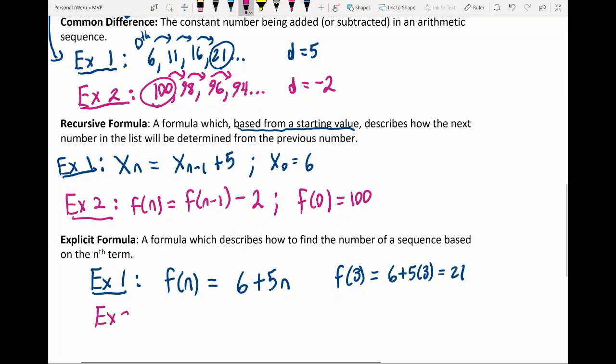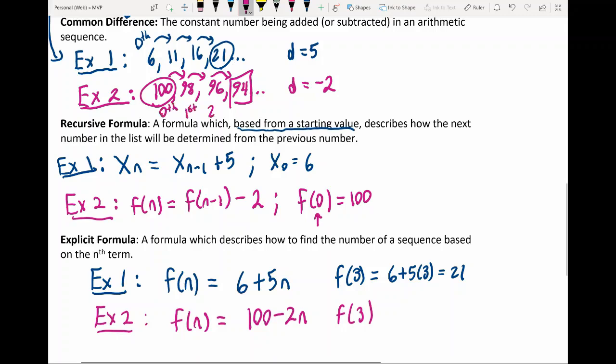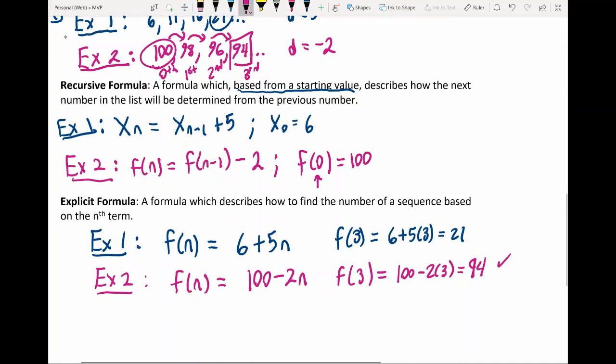In example 2, the explicit formula would be f of n equals, starting at 100, subtracting 2 times n. And so we already know that the third number in the list is 94. So again, the reason that's the third number of the list is because we said that we're starting at f of 0. So this is the 0th term, first term, second term, third term. So f of 3, to test our formula, should be 100 minus 2 times 3. That's 100 minus 6. That does equal 94. So we verified that this formula is correct.